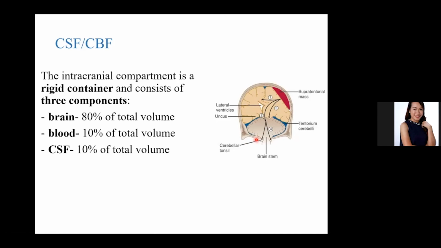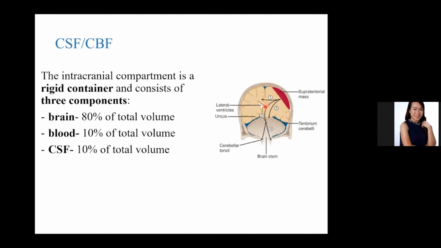But what happens if, for example, you have a brain tumor, a supratentorial mass as being shown in this picture, and the compartment is rigid, as we have mentioned earlier. This will not accommodate the additional tumor or mass. So what will happen, class? The other structures found inside have to adjust, di ba? Kasi nga hindi naman siya, it's a very rigid container. So what will happen?